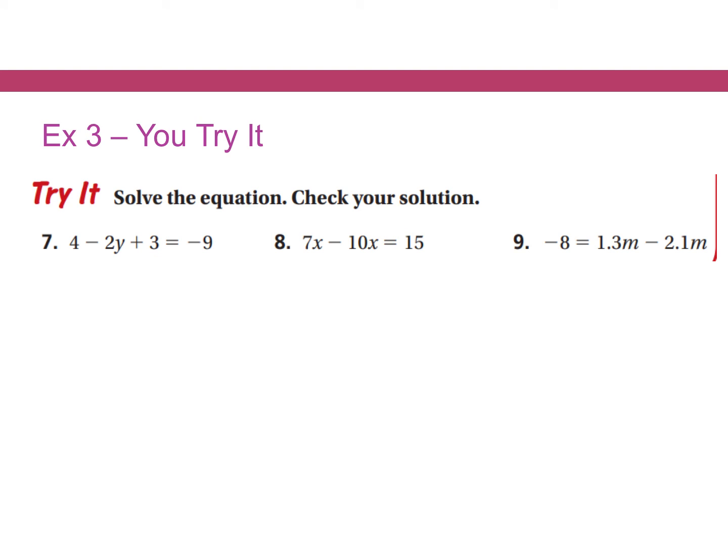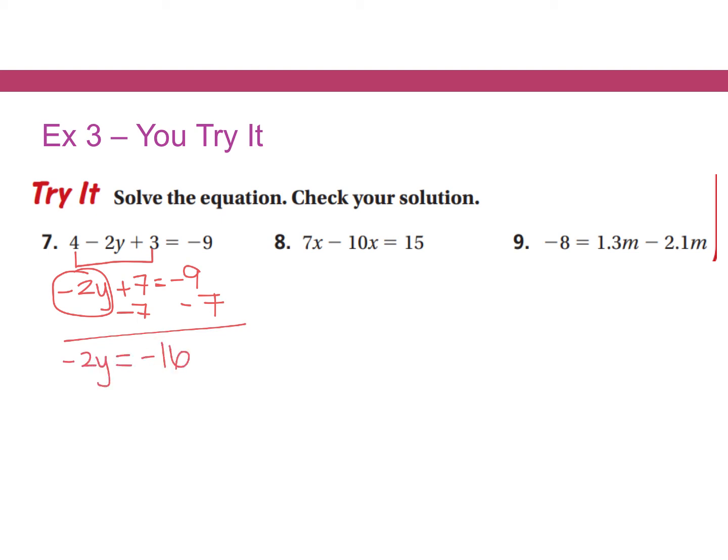Okay, for number 7, I'm going to combine my like terms, and I'm left with a negative 2y plus 7 equals a negative 9. I'm going to go ahead and subtract 7 from both sides because I need to get this 2y by itself. So when I subtract 7, I'm left with a negative 2y equals a negative 16. Then I can divide both sides by a negative 2. And y then is going to equal a positive 8.